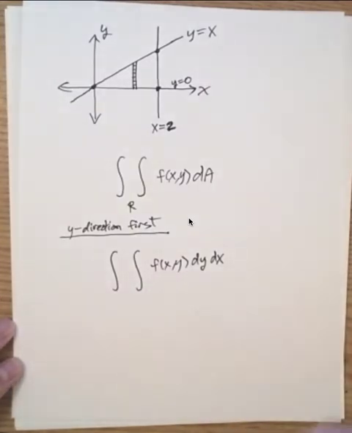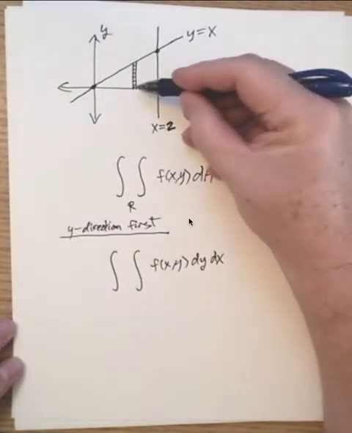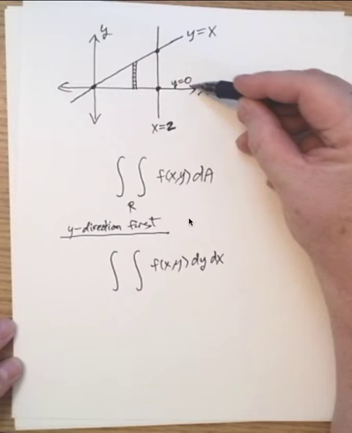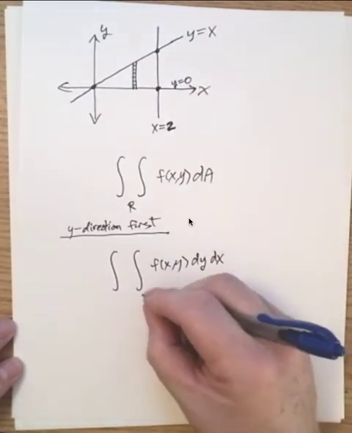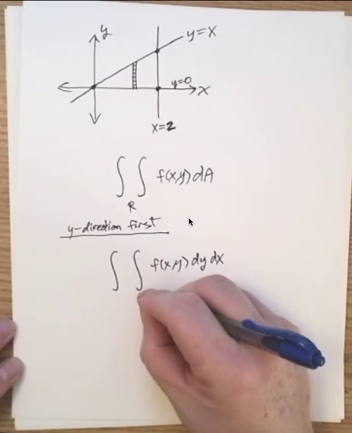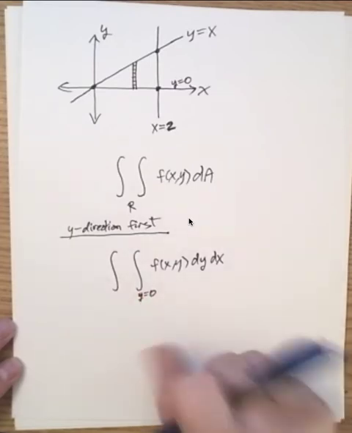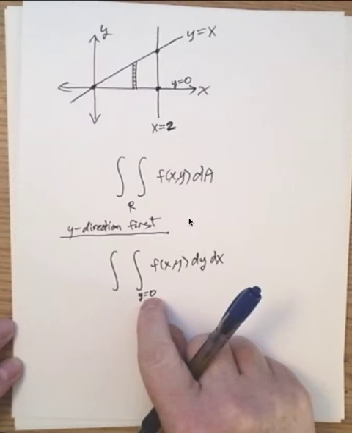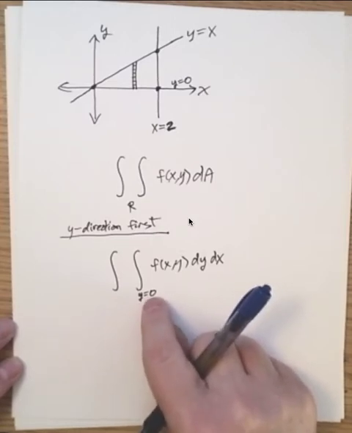Now, wait a minute. Look at the limits on y. Where is y starting here? Well, y is starting down here at the x-axis. That means it's starting at y equals 0. Later on, I'll just be writing 0, not y equals 0. The fact that it's y should be obvious, but I just want to emphasize.